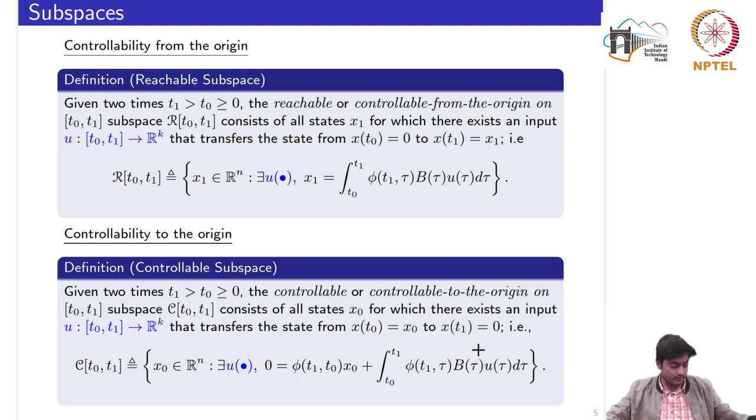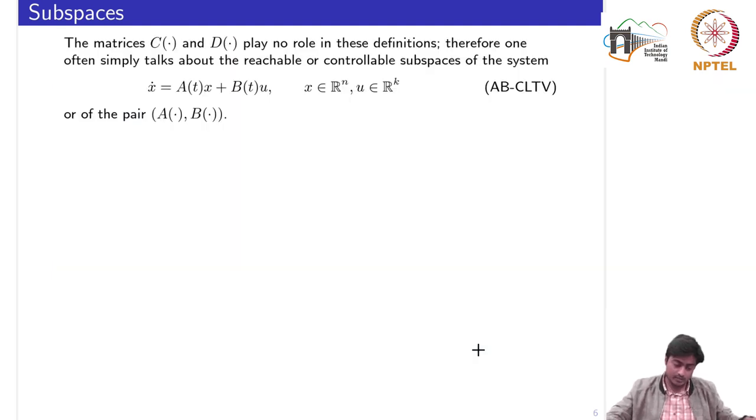Okay, now let's see a bit of detail in characterizing these spaces. Before that, we see that the matrices C and D play no role in these definitions. Generally, one talks about the controllability only of the state equation, or we say the pair A comma B. For controllability, most of the time we won't be including the output equation. Okay, but it does not mean that the output equation is not there.